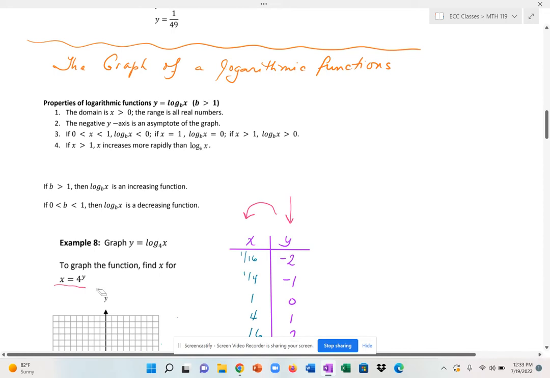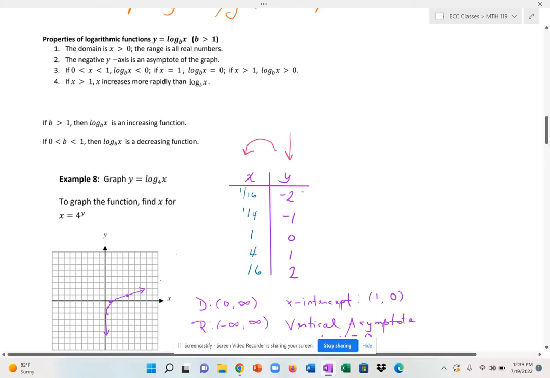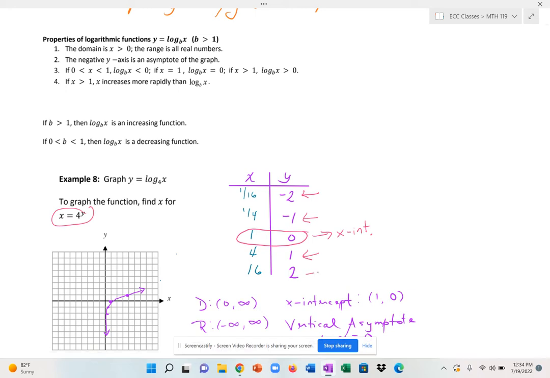Because my range is all real numbers, y could be negative, positive, or 0, and I did a few of each. So here I have -2. When y is -2, x is 1 over 16. When y is -1, x is 1/4. When y is 0, x is 1, and this will be my x-intercept. When y is 1, x is 4. When y is 2, x is 16.